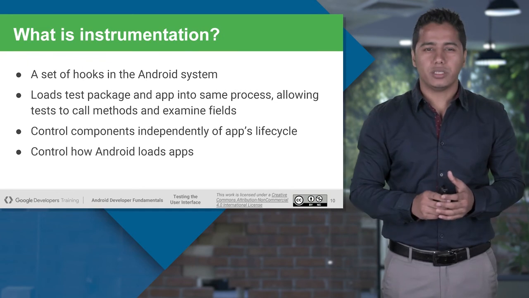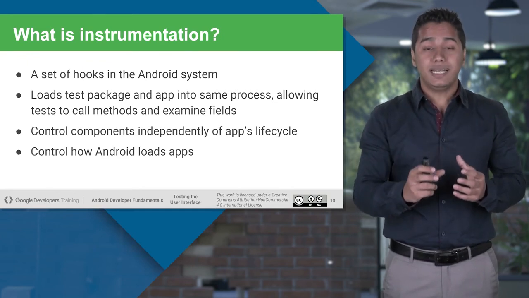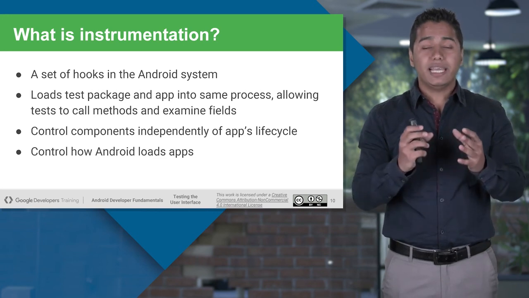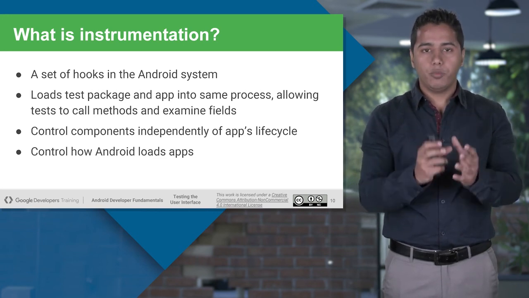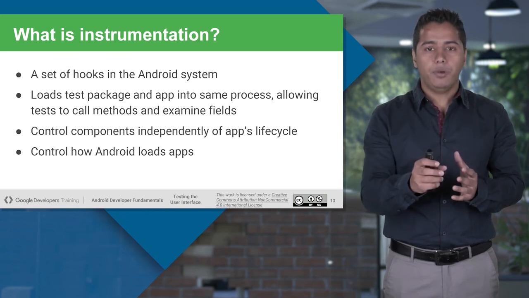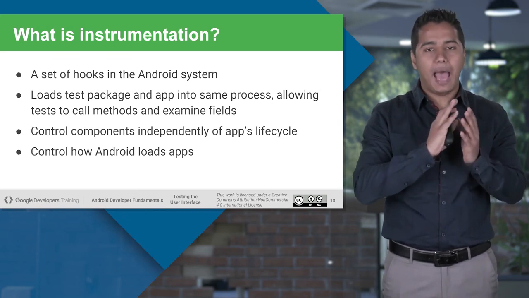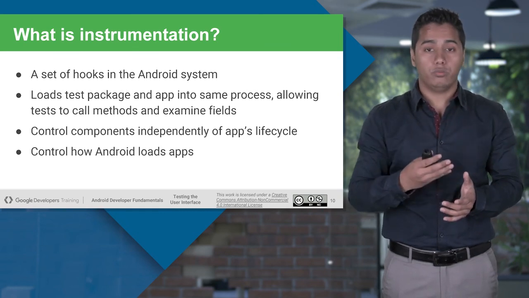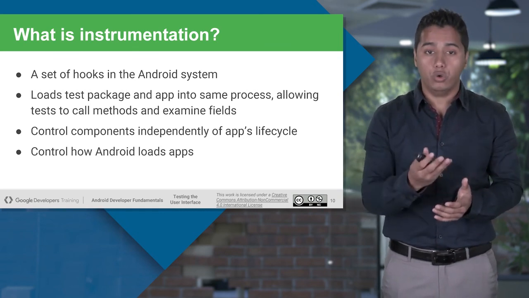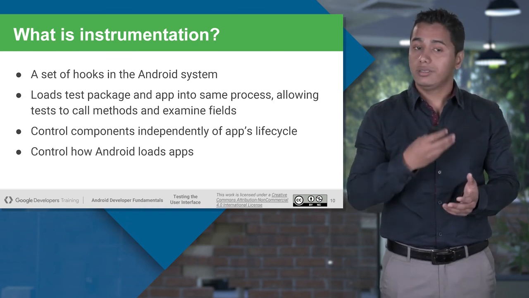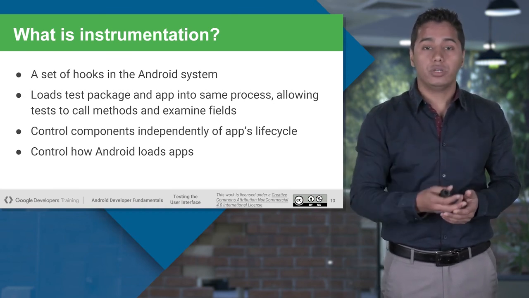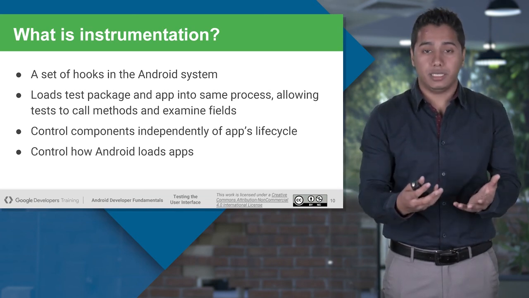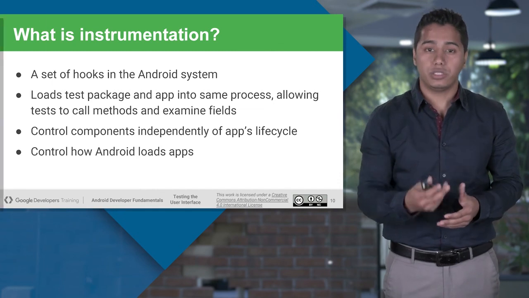So what is instrumentation? Well, instrumentation is setting hooks between your application and your Android system. With the help of instrumentation, you can test your app independent of your app's lifecycle. You can test all the methods. You can control how your app loads. You can test any methods, maybe onStart, maybe onResume. So you get complete freedom over your app while you are testing with the help of instrumentation testing.